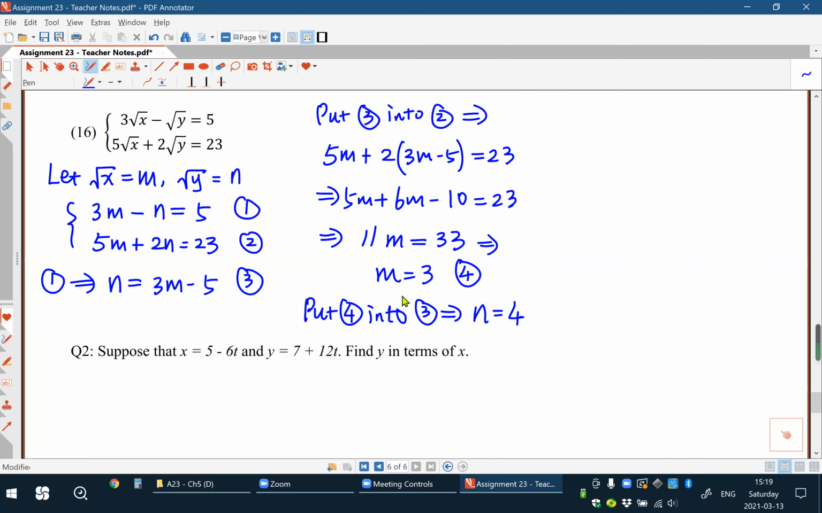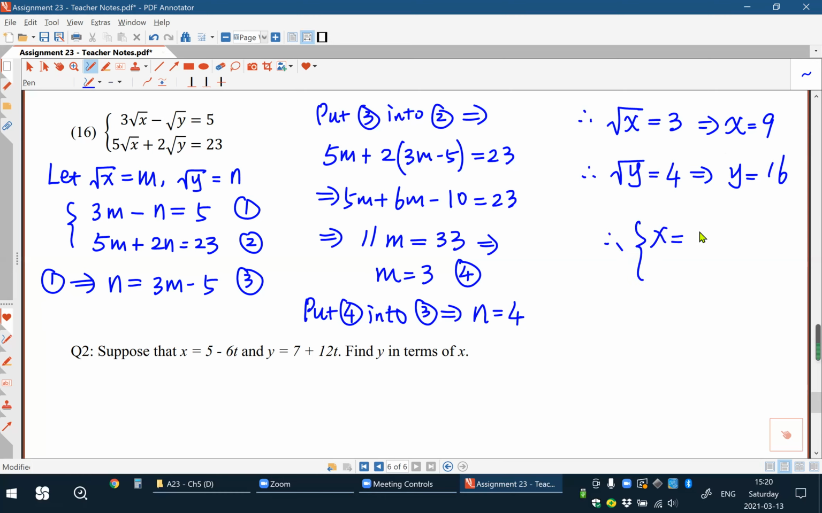So here we have m and n. That means square root of x is 3. That means x is 3 squared, which is 9, right? And square root of y is 4, right? That means y is 4 squared, which is 16, right? So now we know that the solution of the original system is x is 9 and y is 16. Any questions? Please let me know.